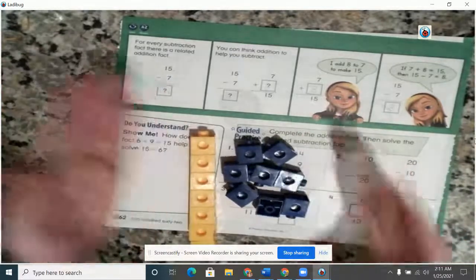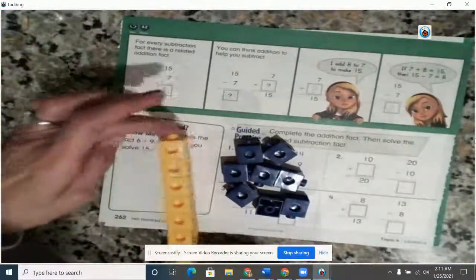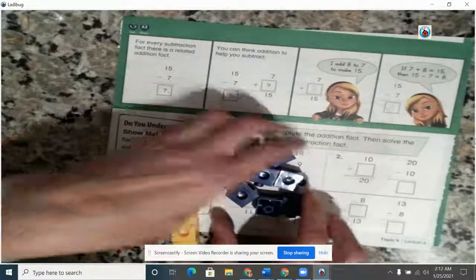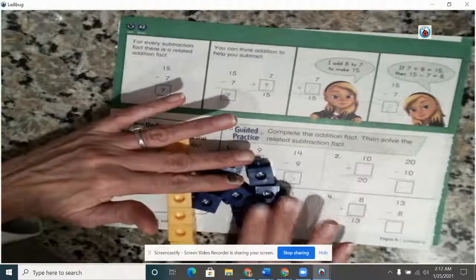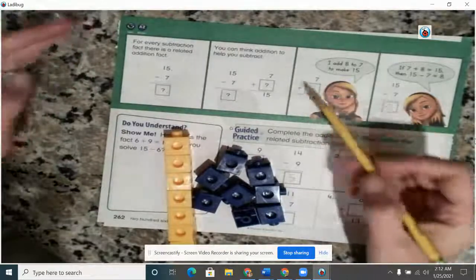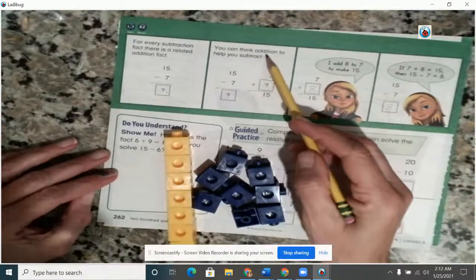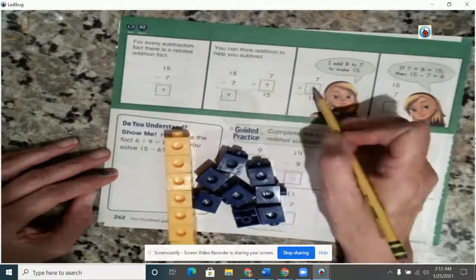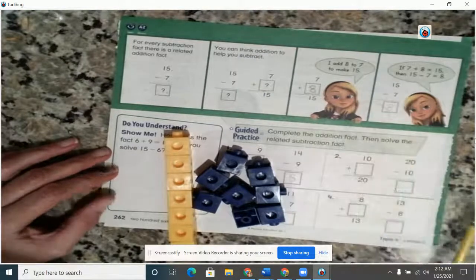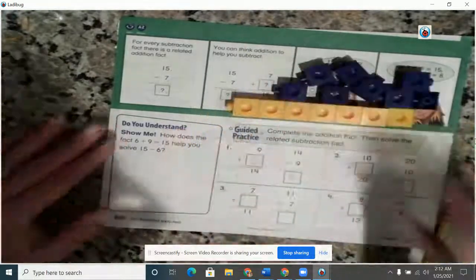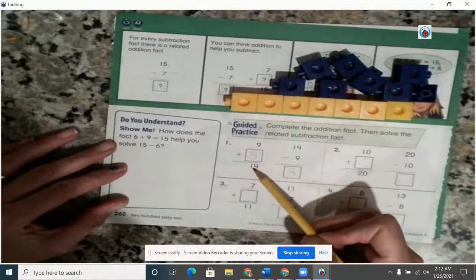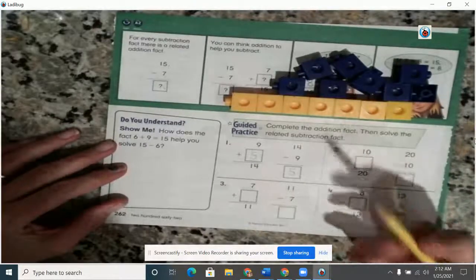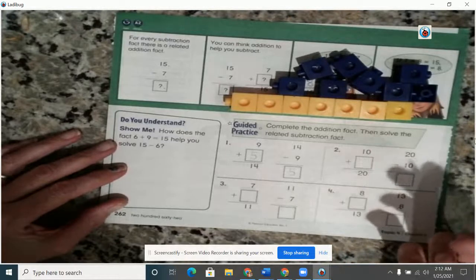So that's one way you could figure it out, is you start with the one part, then you count on to get to the whole, and that's how you figure out what the other part is. And that's what they're saying here, is you can think addition to help you subtract, and that is correct with the 8. So let's look down here. Same thing here. We know that 9 plus 5 is 14. So just like fact families, we're just switching those numbers around.